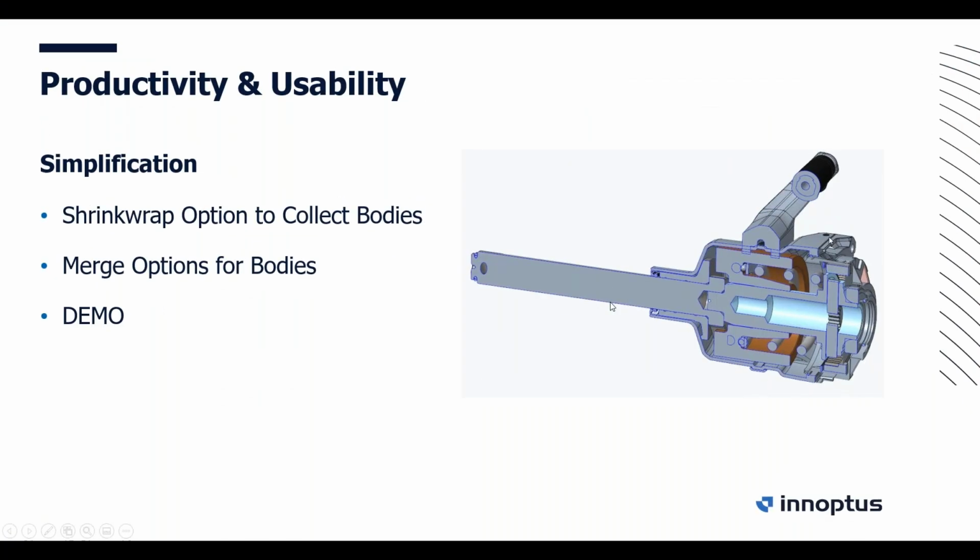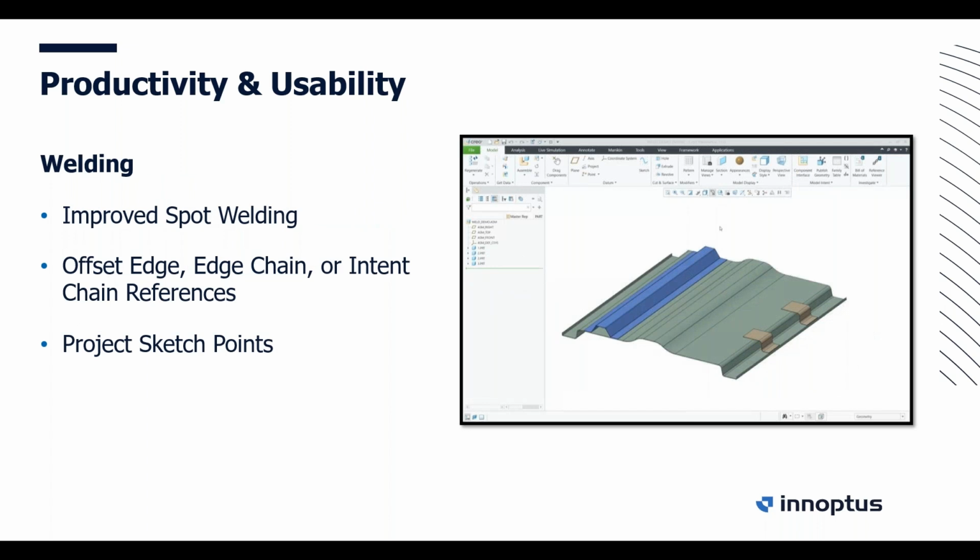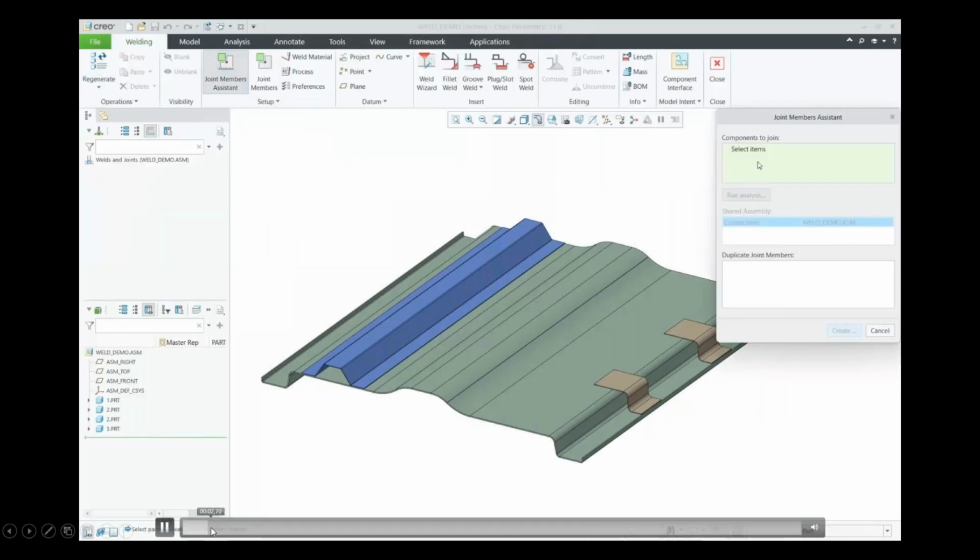Going back to our presentation, welding also has some new functionalities. The spot welding is also now in the new menu style with added functionality, of course. We can also put welding on edges and chains or something like that. And there's also a new project sketch points functionality that's added to it. So instead of adding sketching geometry and projecting this, sketches or lines, we can do that on points as well. Let's have a quick look.